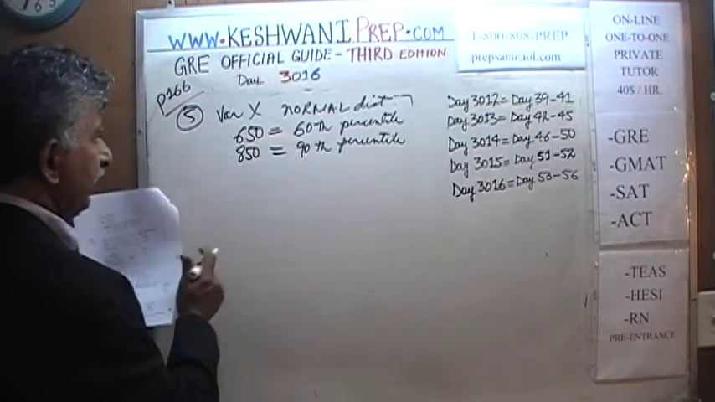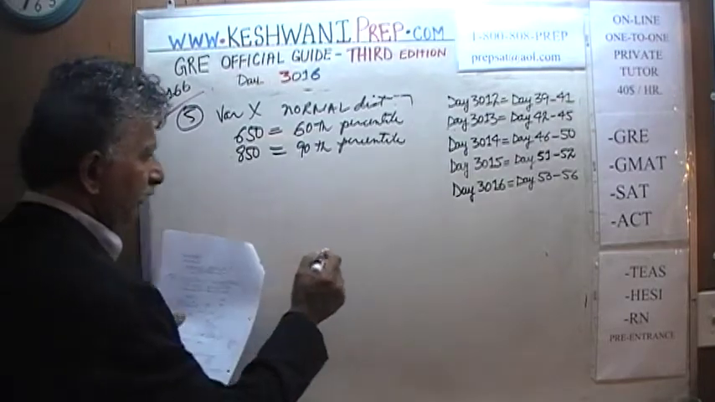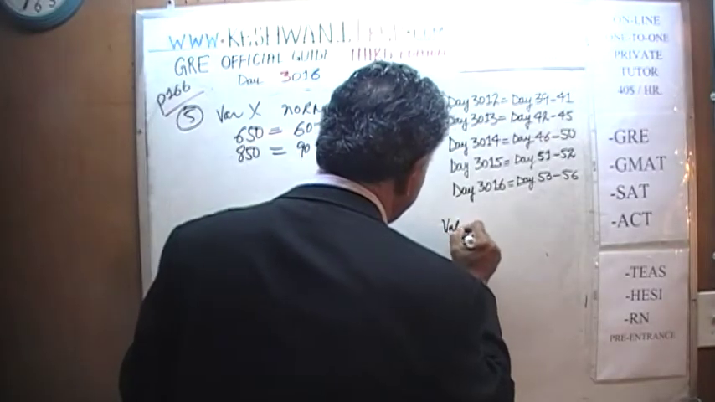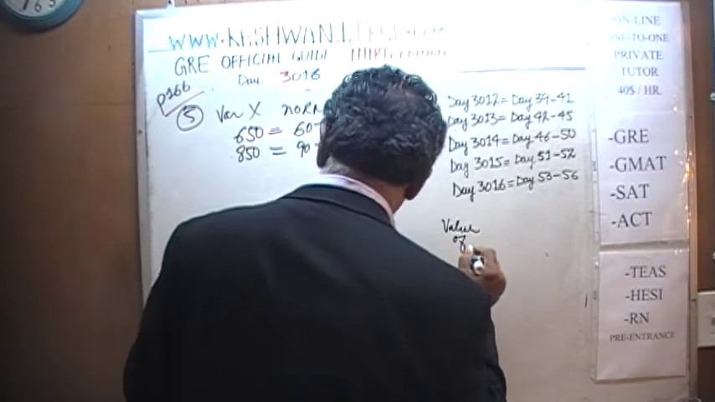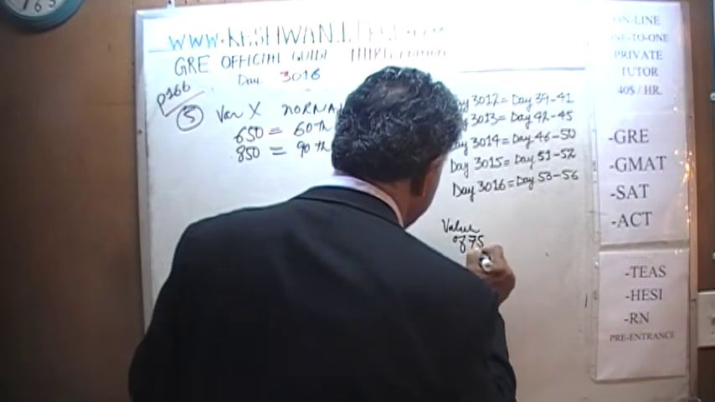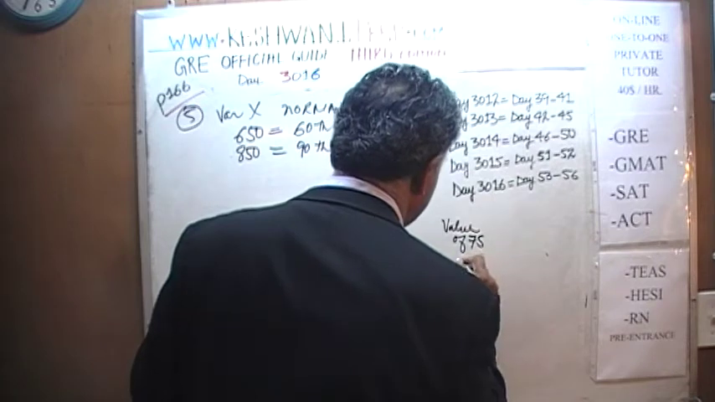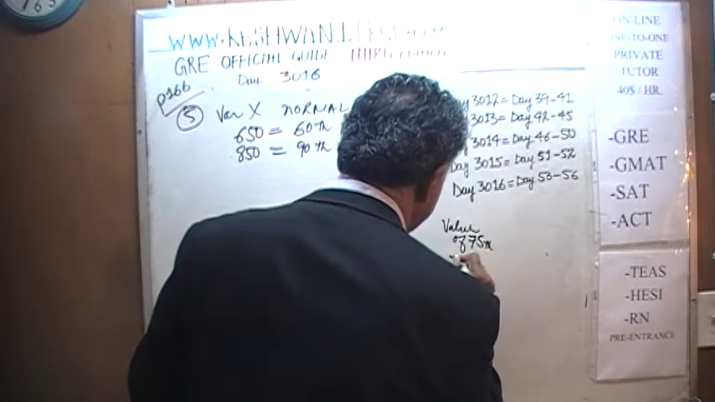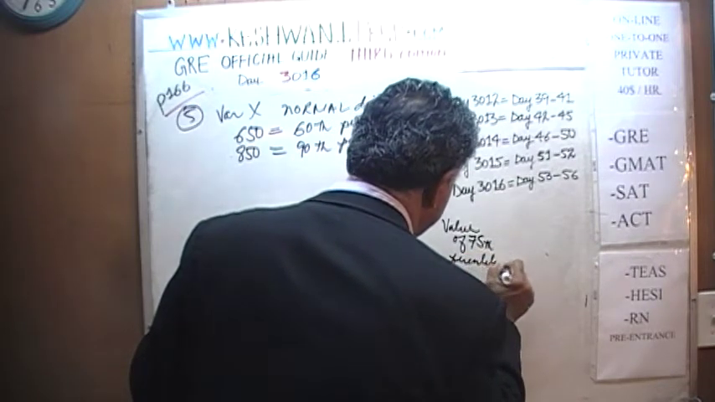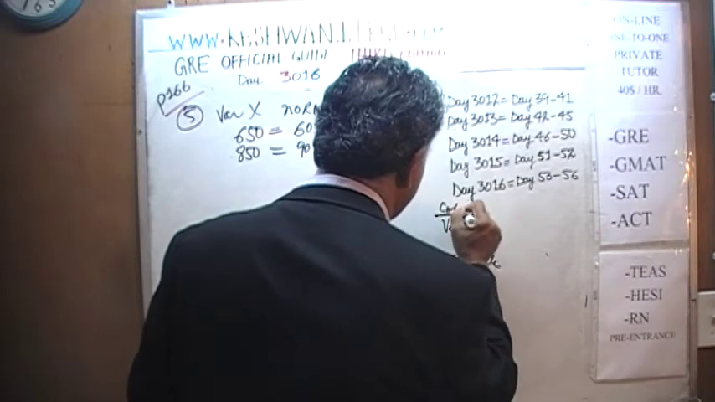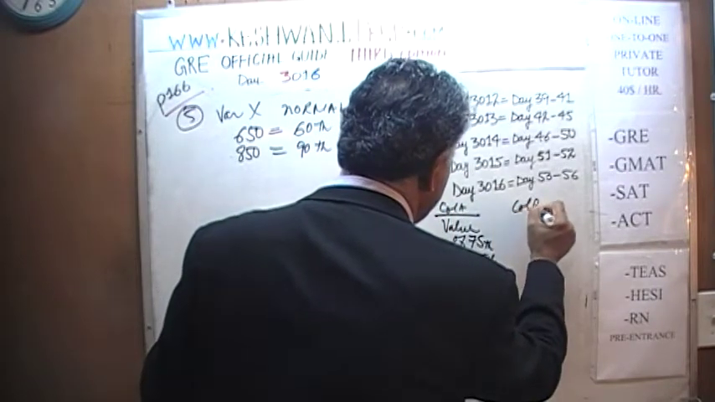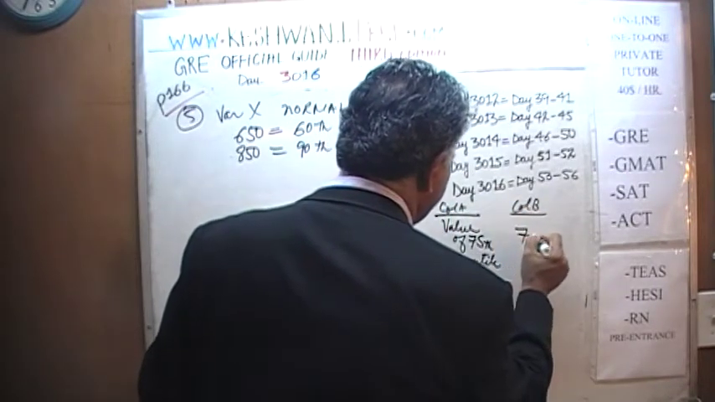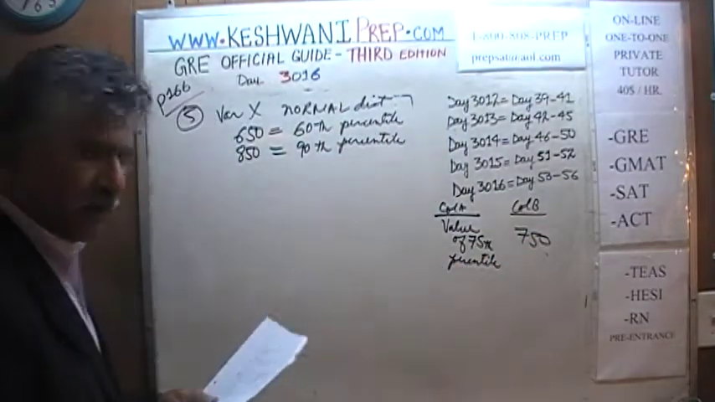I don't want to end up taking too much room here, so let's put it here. Value of the 75th percentile, that's our column A. And in column B, we have 750. Okay, watch what happens.